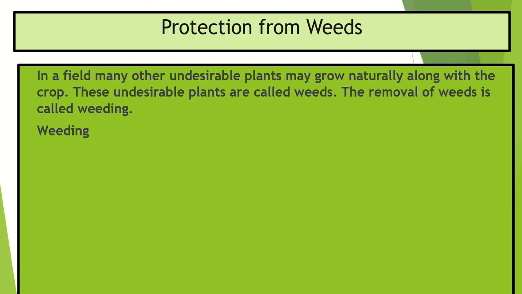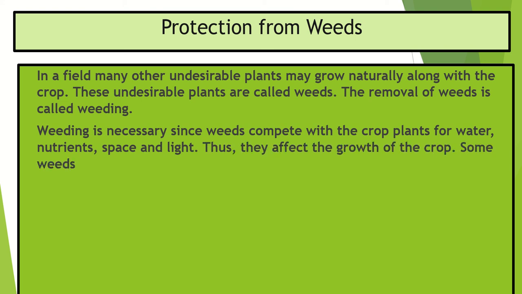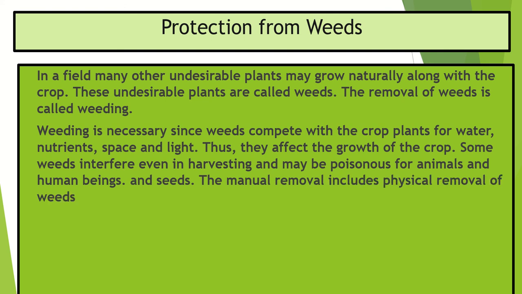Students, look at your surroundings. In our surroundings there are many plants and trees. Do you notice any other plants in the field? Yes. You must have observed that there are some other plants growing along with the useful plants. Have these other plants been planted purposefully? No, these plants may grow naturally along with the crop. These undesirable plants are called weeds. The removal of weeds is called weeding.